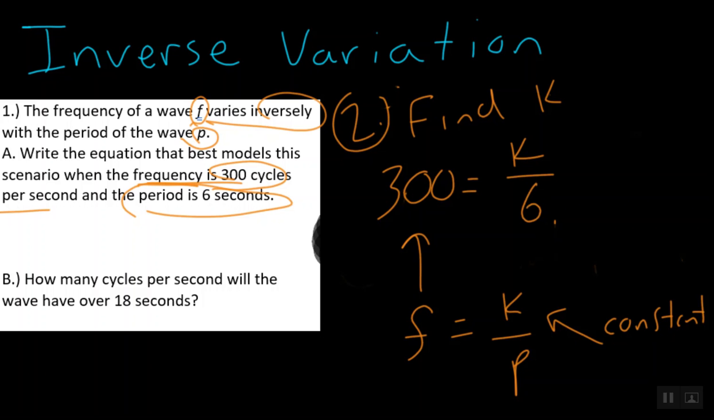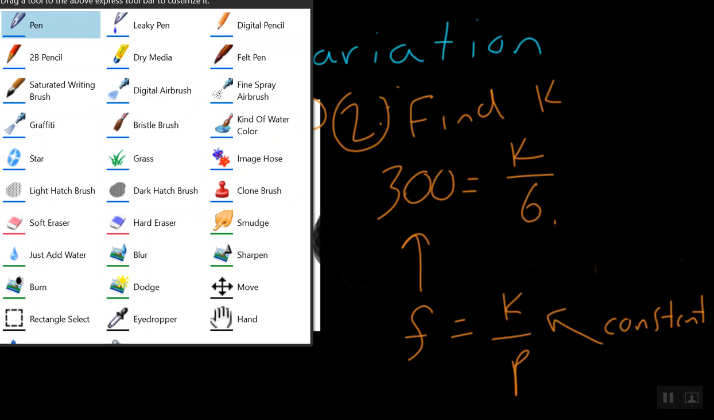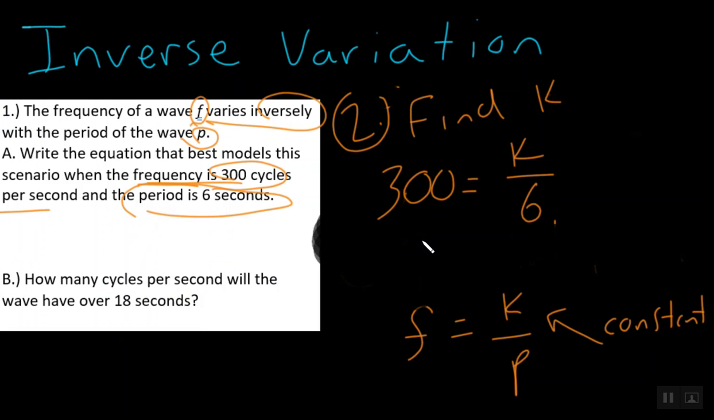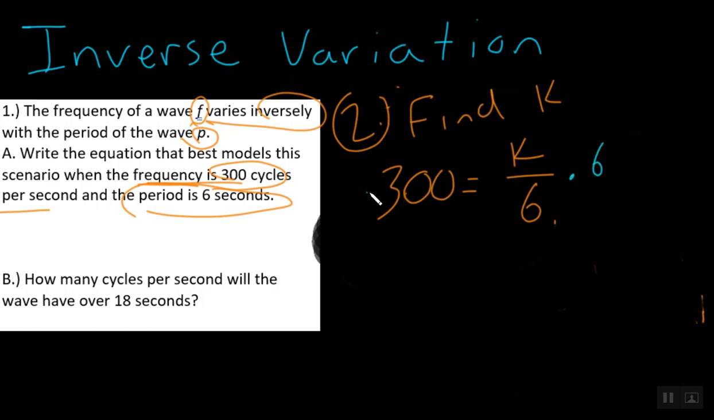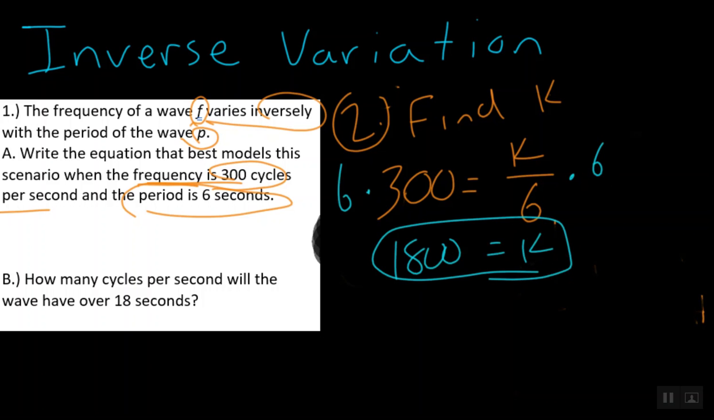And then, of course, we're trying to find k, so we don't know it, and our period is 6 seconds. Now, finding k here is relatively simple. All you have to ask yourself is what is preventing k from being by itself? And the answer to that is it's being divided by 6. Well, what's the opposite of dividing by 6? We want to multiply both sides by 6, and 6 times 300 is, of course, 1800. All right, and so that is going to be our k value.